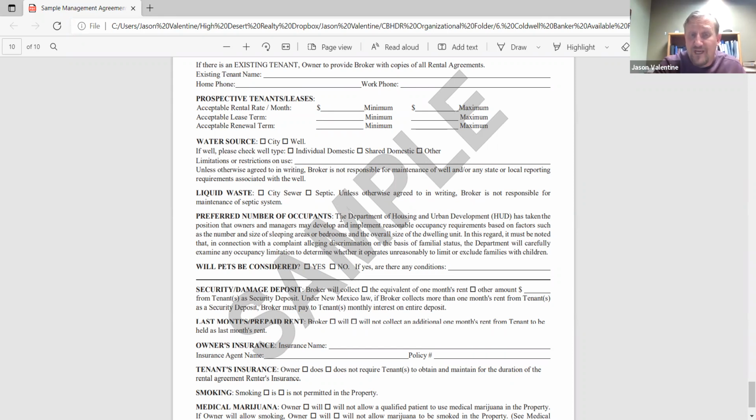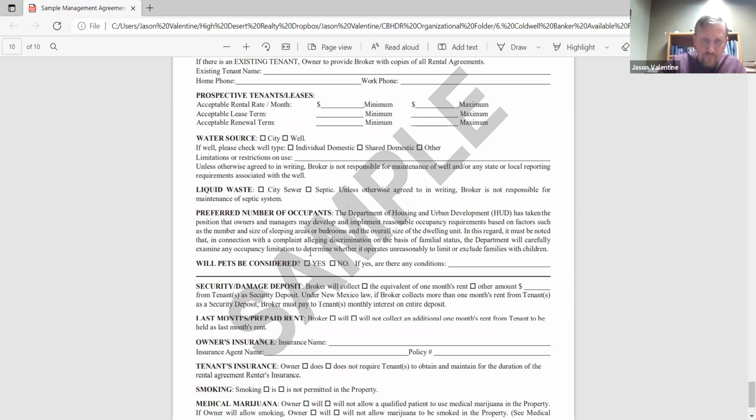So those are things that we just have to adhere to according to regulations. This is a big one. Will pets be considered? If the answer is no, that means no pets can be considered. However, service animals have to be treated like human beings and not like pets. So if somebody does have a service dog, let's say a blind person has a seeing eye dog, we actually have to treat that dog like a human being. So that doesn't qualify for pet fees and pet rent and stuff like that, just to be aware.